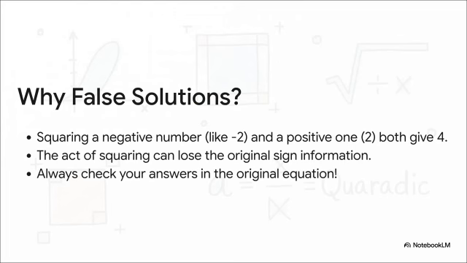So what is going on here? Why does this even happen? Well, think about it. If you take negative 2 and square it, you get 4. If you take positive 2 and square it, you also get 4. The act of squaring completely erases the original sign of the number. It loses that information. So when we squared both sides, we created an opening for a solution that didn't actually work in the original, more specific equation. And that's why you absolutely must check your answers anytime you use that move.